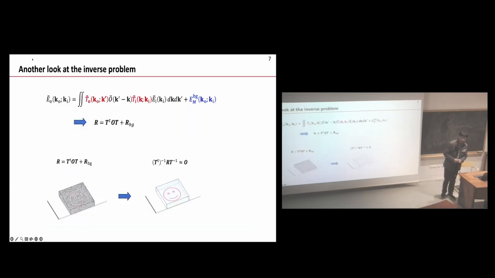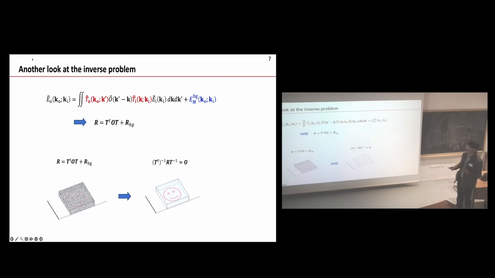So another way of looking at this problem, now you can represent this in a matrix form. So the combination of this measurement for K in and K out can constitute a matrix R, which we call the reflection matrix. Matthias gave us a very exquisite explanation for that. And that can be described by these three matrices, okay? T, O, and T dagger, okay? And R background.